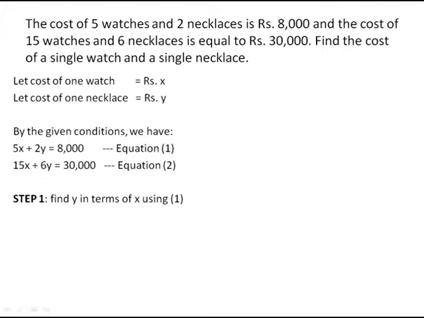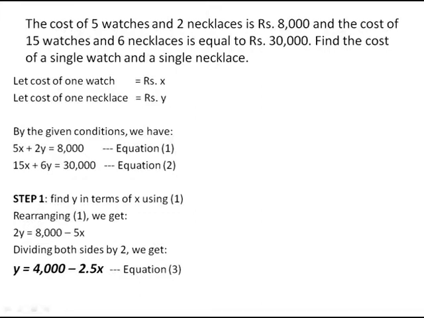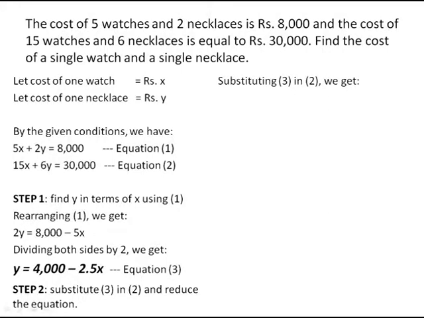Again, let's find y in terms of x using equation 1. Rearranging 1, we get 2y is equal to 8,000 minus 5x. Dividing both sides by 2, we get y is equal to 4,000 minus 2.5x. Now we substitute this value of y in equation 2 and reduce the equation. So substituting this value of y in equation 2, we get 15x plus 6 into the value of y, which is 4,000 minus 2.5x, is equal to 30,000.